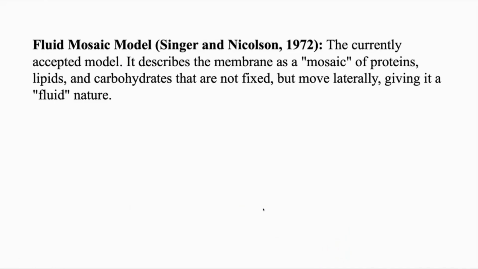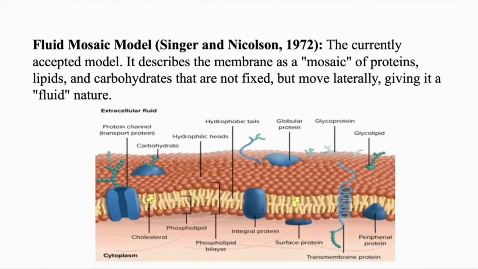The last one is the fluid mosaic model. It was proposed by Singer and Nicolson in 1972, and this is the accepted model. It describes the membrane as a mosaic of proteins, lipids and carbohydrates that are not fixed on the cell membrane but they move laterally, giving it a fluid nature. So this picture clearly shows the structure of a plasma membrane.